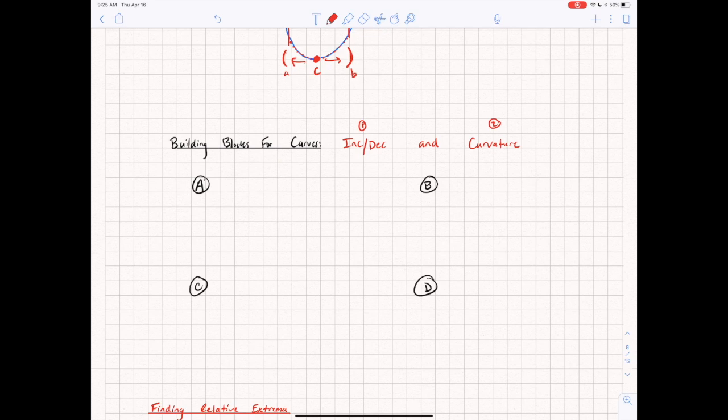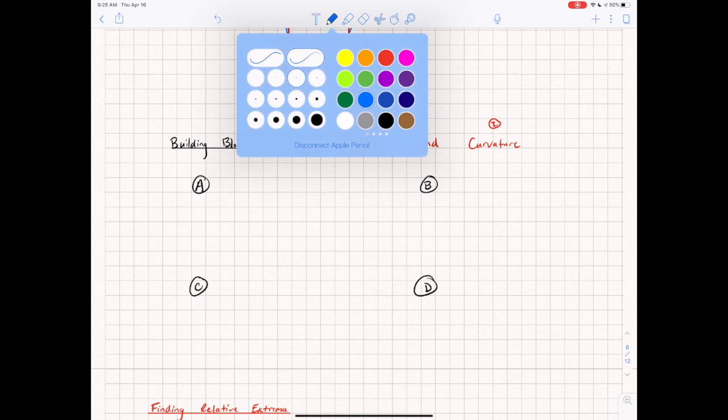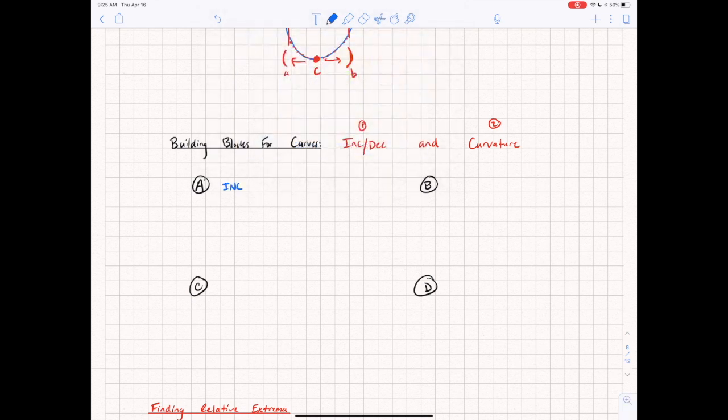Because let's say A, for example, the first type of building block, let's say I want to be increasing. Well, there's two ways to be increasing. So I'm going to put these kind of above one another. One way is to increase, but bend out. And by out, I mean, just in terms of up. And so my graph could do something like this.